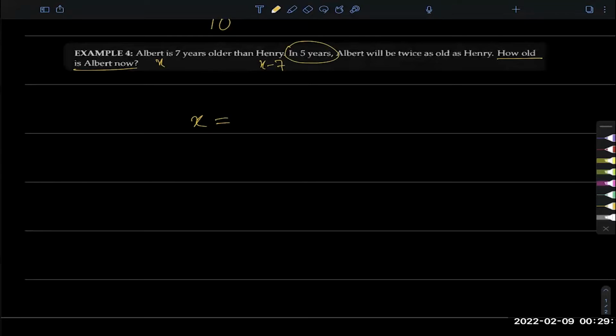In 5 years from now, what will be Albert's age? If he's X right now, how old is he 5 years from now? He'd be X plus 5, sir. X plus 5, exactly. And then he's twice as old as Henry. So he's 2 times as old as Henry. How old is Henry 5 years from now? X minus 2. X minus 2, very good.